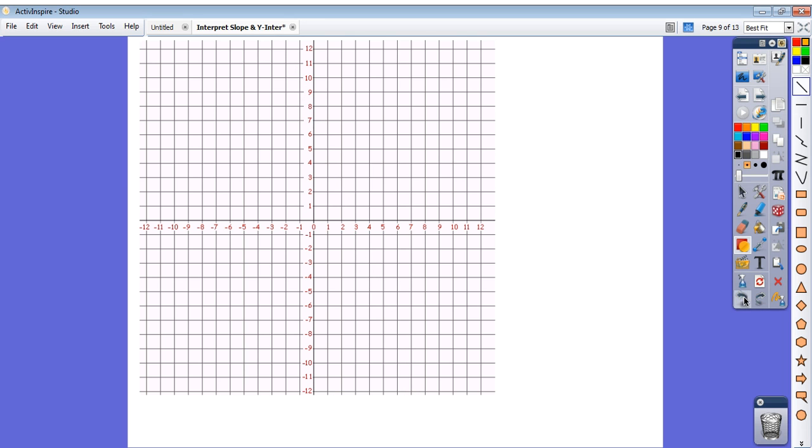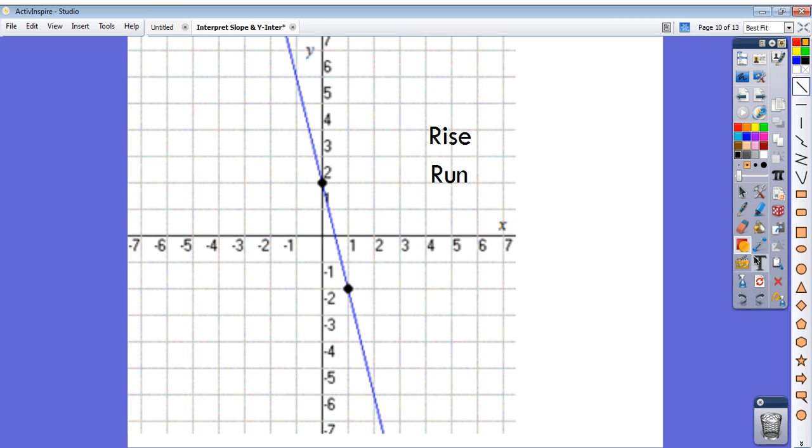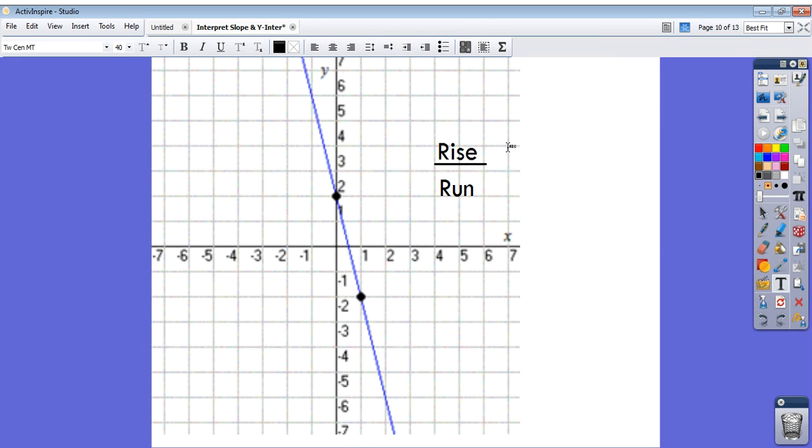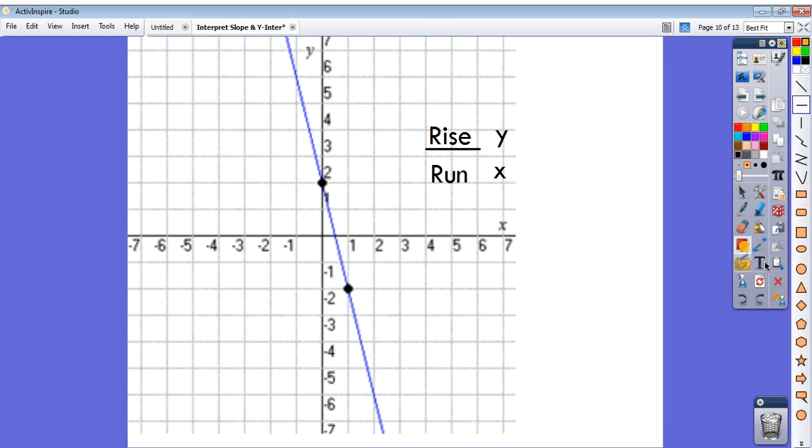Let's talk about where those slopes come from. In your regular math class, I know that you've heard that slope is a measure of rise divided by run. Rise is just saying how much is our y value changing. Run is saying how much is our x value changing. So we're going to take the change in y divided by the change in x to find our slope.